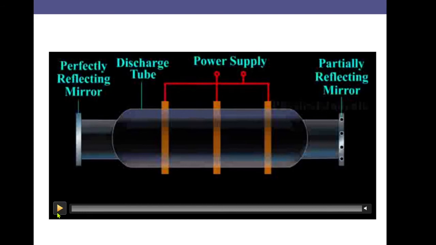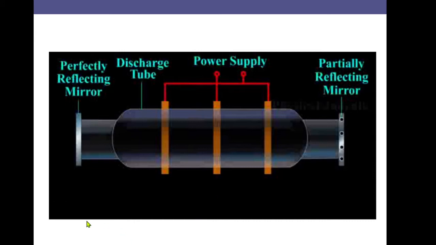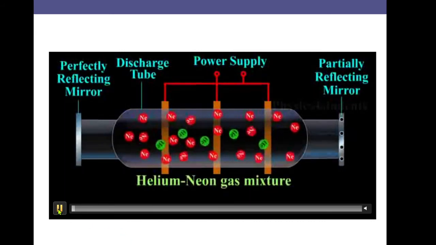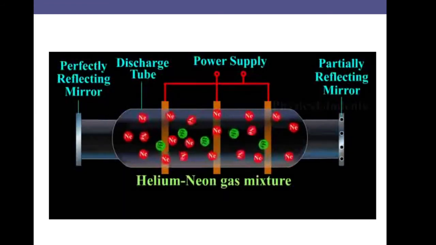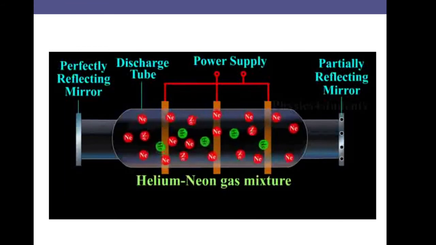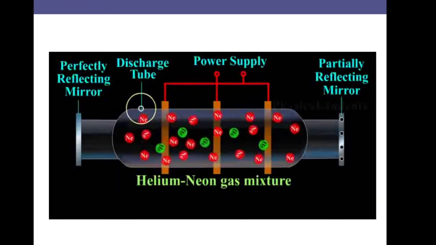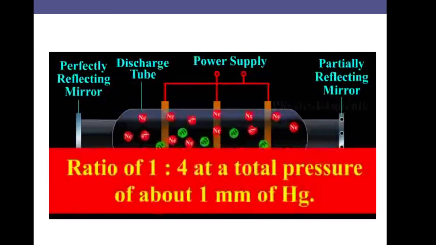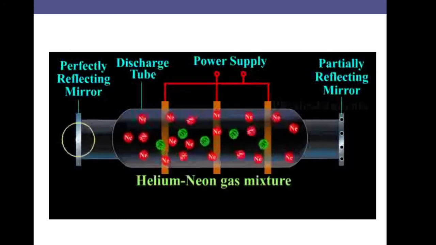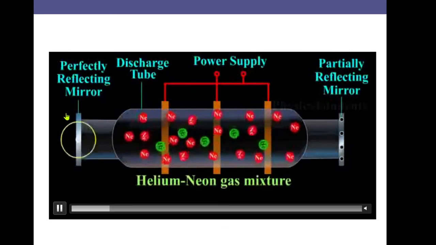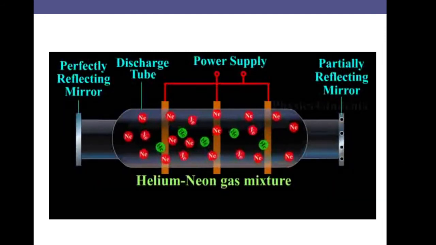Now let us see what happens when electrical discharge passes through the medium. I have put an animation to understand this. Just carefully observe what is happening. So this helium neon gas mixture is what we have as the active medium. In the discharge tube there is helium and neon, in the ratio 1:4 in this picture, at a total pressure of about 1 millimeter of mercury. We have one mirror, perfectly reflecting mirror on one side and partially reflecting mirror on the other side as the optical resonator.